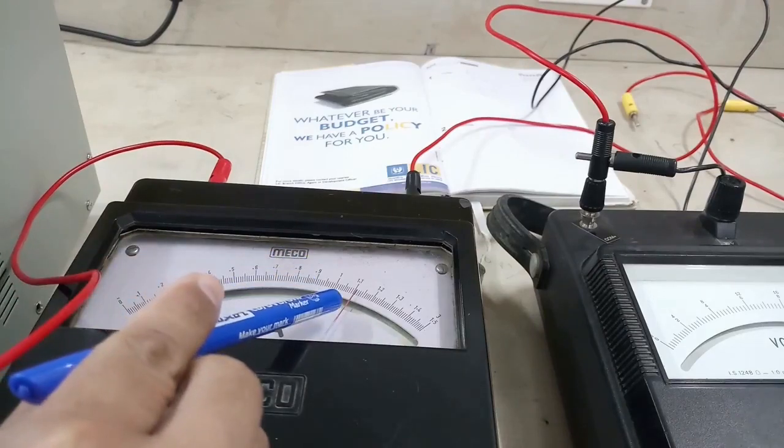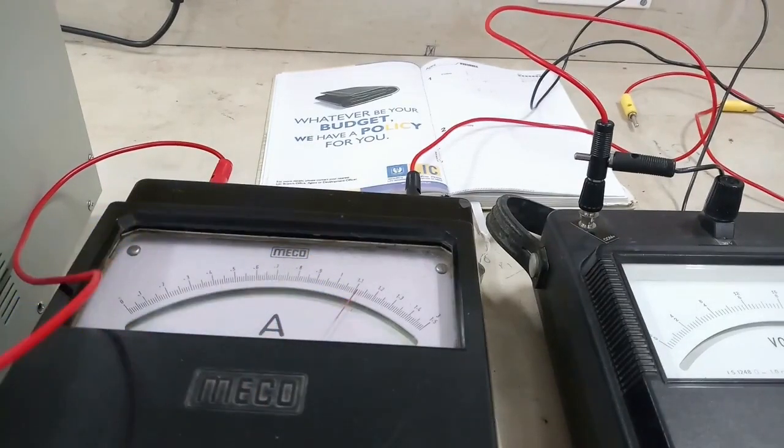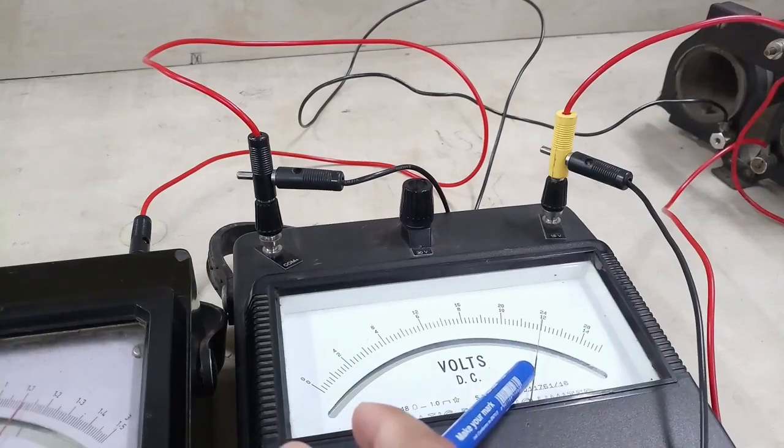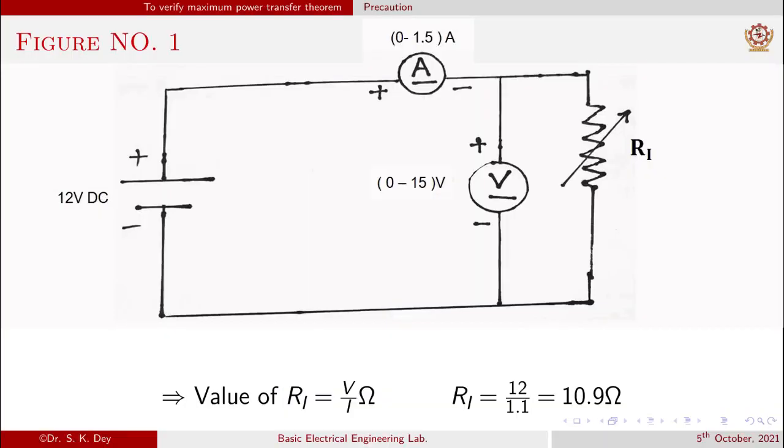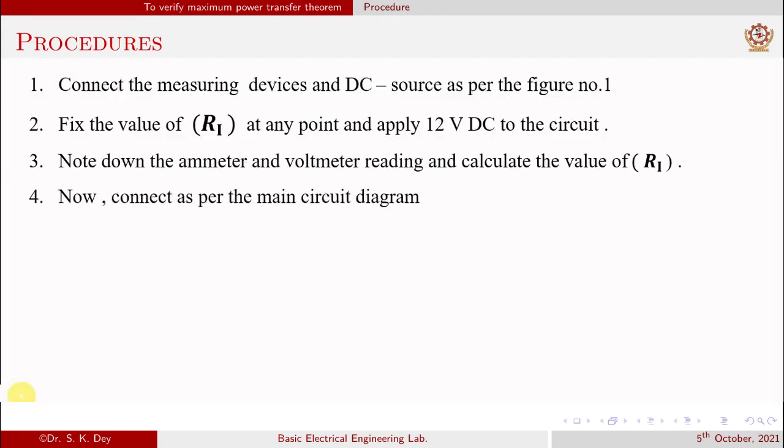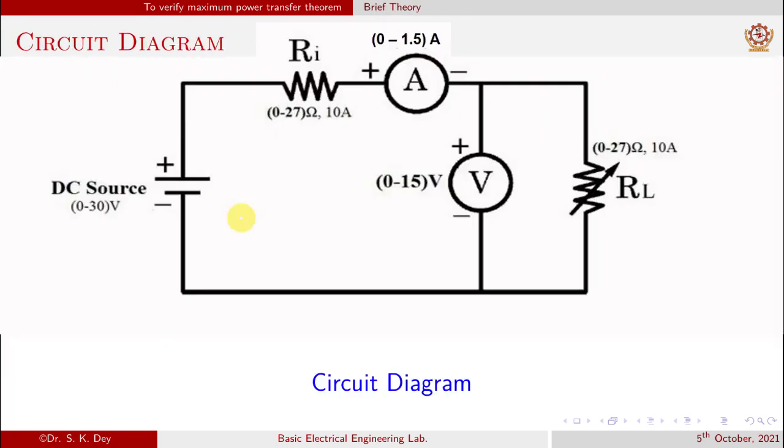Here this ammeter is showing 1.1 ampere. Now this voltmeter is showing 12 volt DC, and we will now calculate the value of internal resistance. So now we have calculated the value of Ri, that is equal to 10.9 ohm. Now connect as per the main circuit diagram.